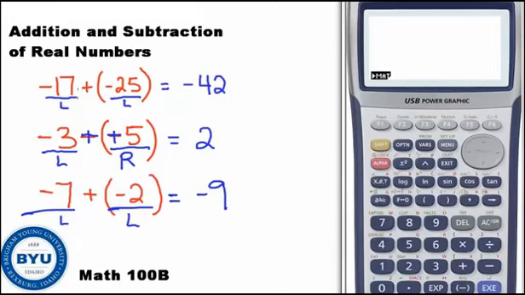So let's go ahead and type these in. If I were to do this first problem here, I'd go negative 17 plus a negative 25. We'd push the enter button and we get our answer. On this other one, it was negative 3 minus a negative 5. So I would do negative 3 minus a negative 5. I push the enter button and I get 2. On this next one here, we would just do negative 7 plus a negative 2, which gets us negative 9. Remember that you can use a calculator to do addition and subtraction of negative numbers, so negative and positive numbers.